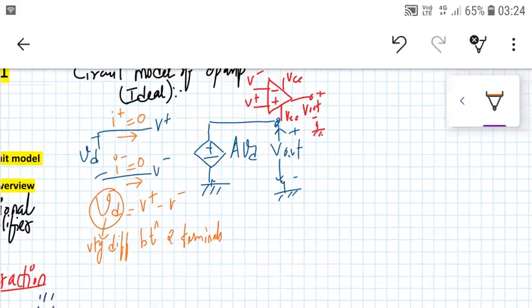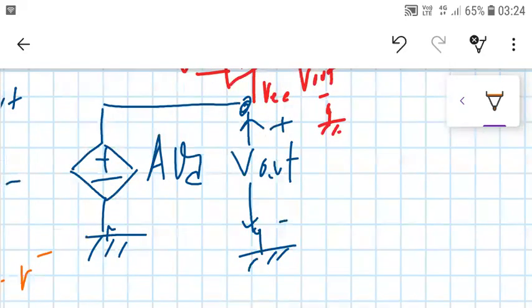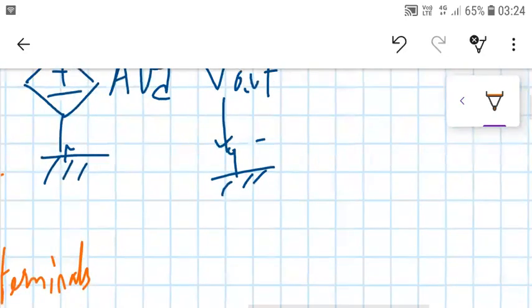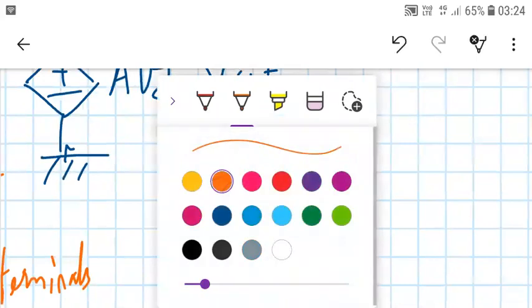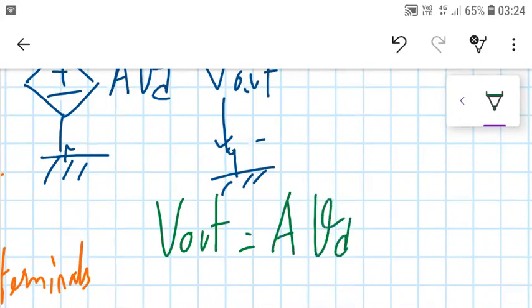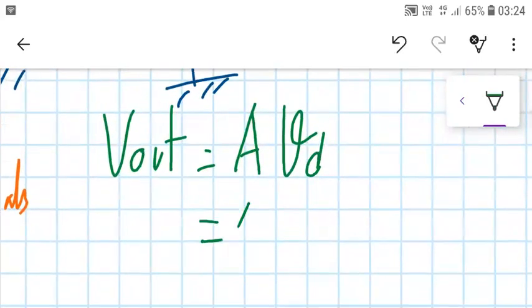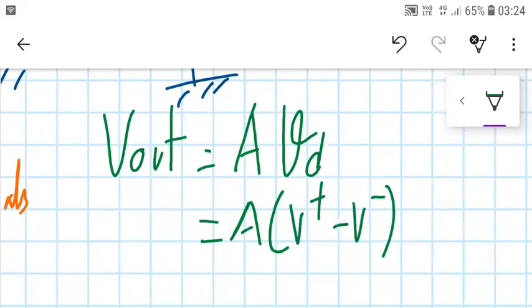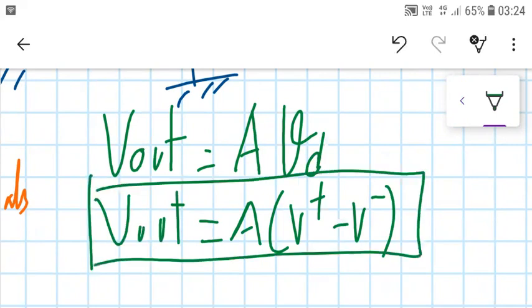And from this output relation, we can write V out is equal to A times VD. So let us do that. Let me again change the color of my pen and take somewhat around green. Okay, so V out is given by A times VD. And what is VD given by? VD is given by V plus minus V minus, which is nothing but the difference between the two inputs.